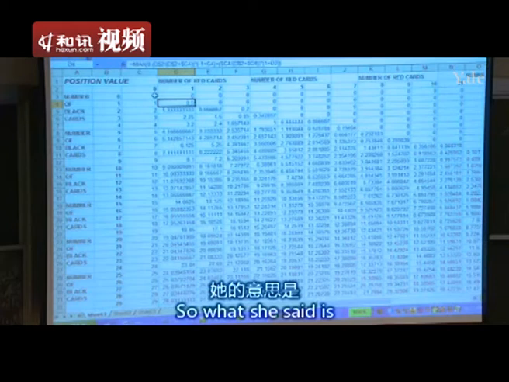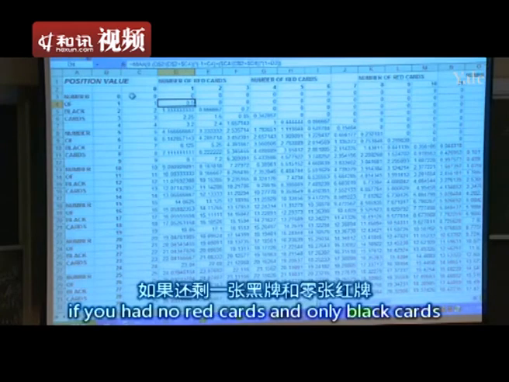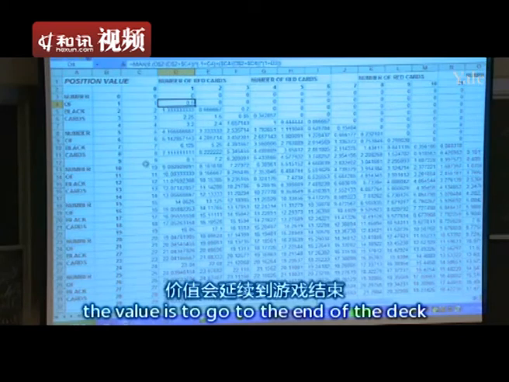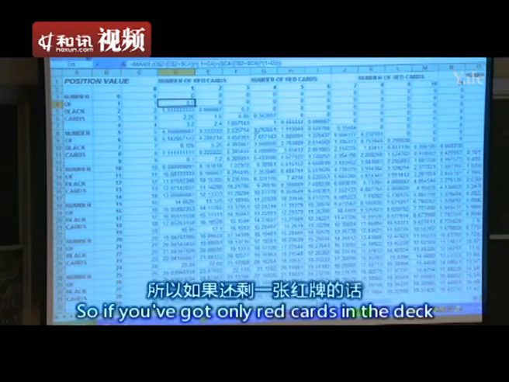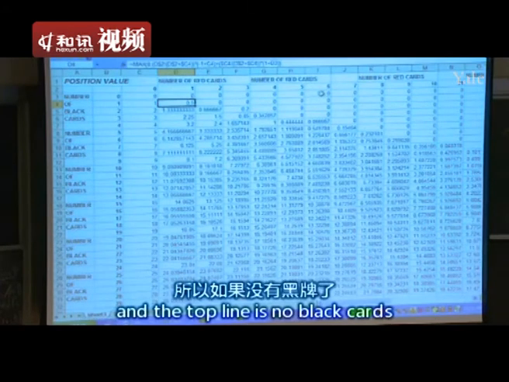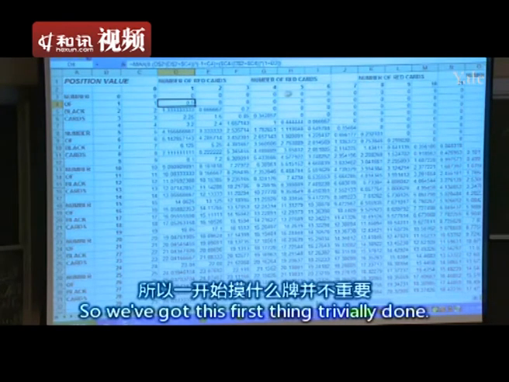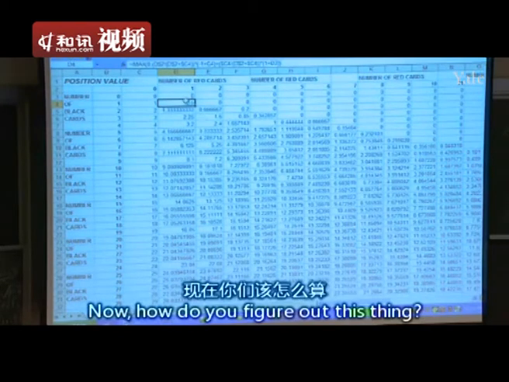Okay, so what she said is, if you had no red cards and only black cards, the value is to go to the end of the deck and just win them all. If you've got only red cards in the deck, and the top line is no black cards, obviously you should quit right away. So we've got this first thing trivially done. Now, how do you figure out this thing?